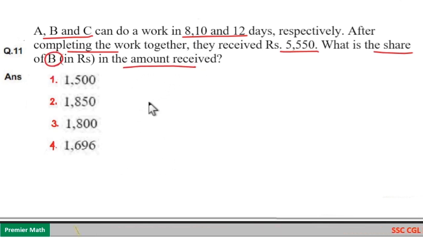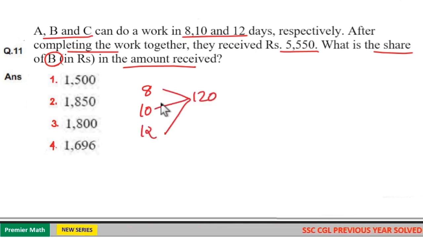Here, A, B, and C can do a work in 8, 10, and 12 days respectively. All are doing the same work. Take the LCM. LCM is 120. 8 goes 15 times in 120. 10 goes 12 times in 120. 12 goes 10 times in 120.